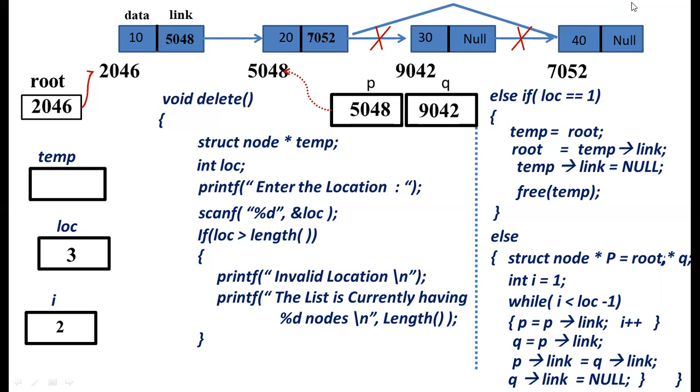Because here in the linked list, we are using the dynamic memory concept, dynamic memory allocation. So when we are using dynamic memory allocation, we can use the free function to free the memory so that we can reallocate that memory for other purposes. Okay. So this is the logic we are going to use for deleting a node either from the specified location or deleting the last node.